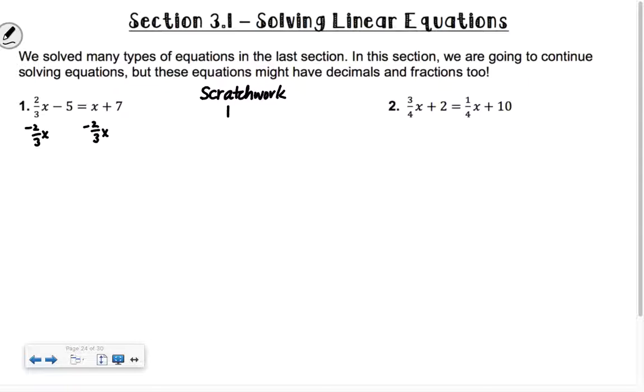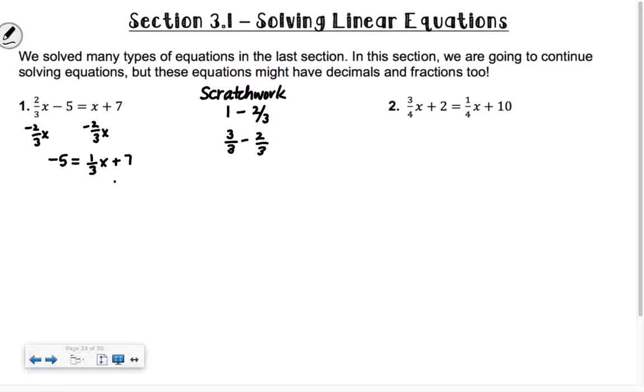So what we're doing is 1 minus 2/3, which is really 3/3 minus 2/3. 1 is the same as 3/3. So 3/3 minus 2/3 gives us what? 1/3. You got it? 1/3 x plus 7, like that. So we have all the x's on one side. We combine our x's. Now we want to get all the numbers on the other side.